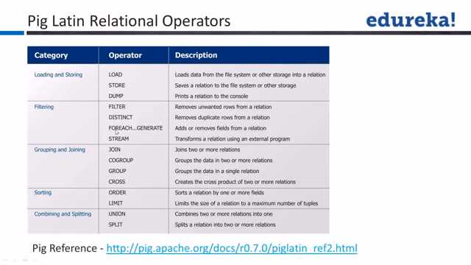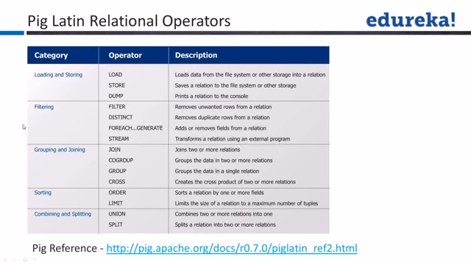Distinct removes all the duplicate rows. If you have to do that, it's very easy to do in Pig; you just have to use the distinct operator. FOREACH is very simple: for each of these, do something. It adds or removes fields from a relation. Now stream is that thing which we were talking about earlier, which transforms a relation using an external program. You can use Perl or Python here with the stream command.